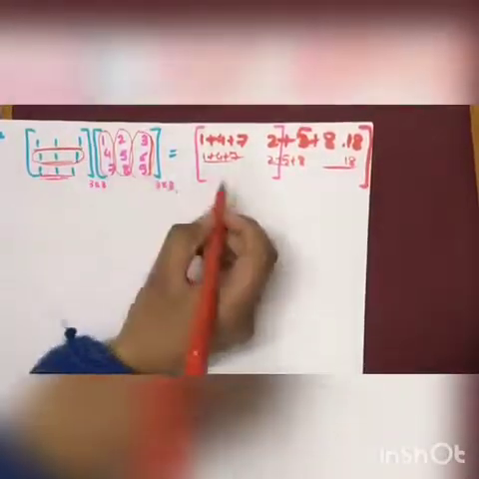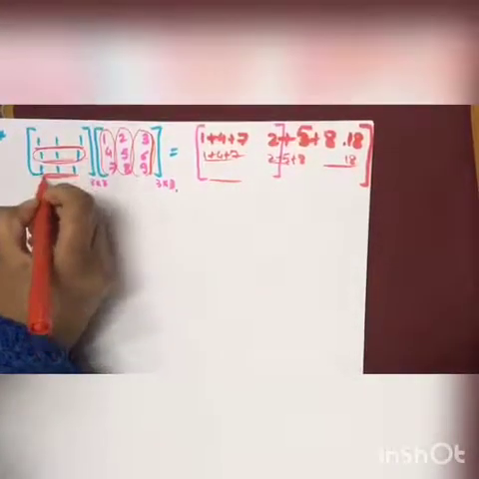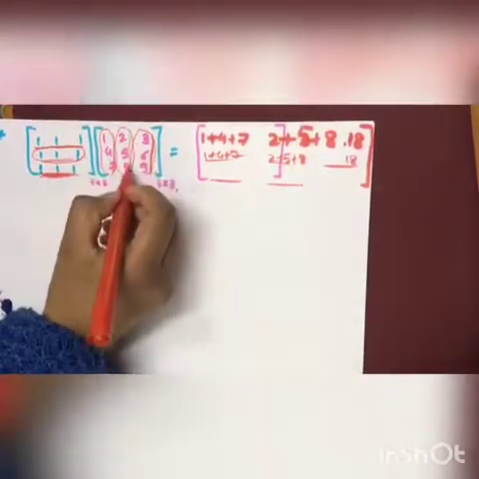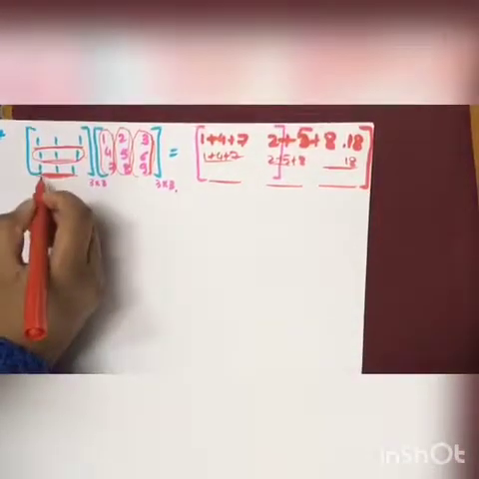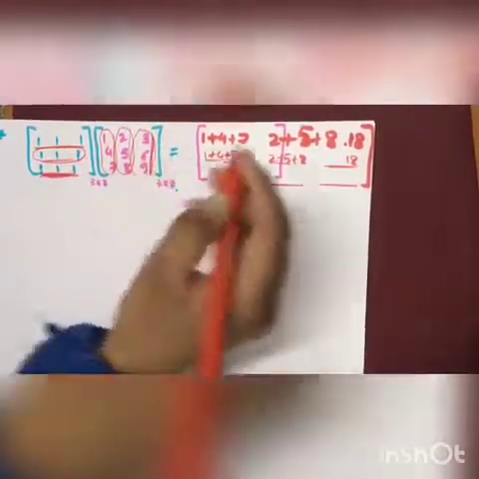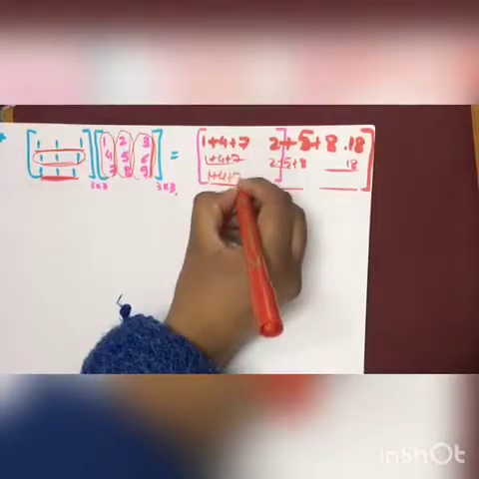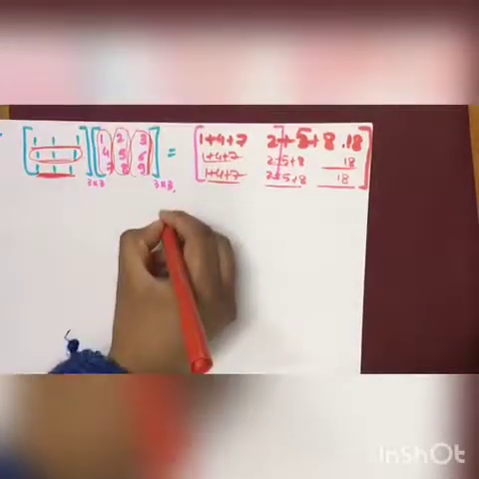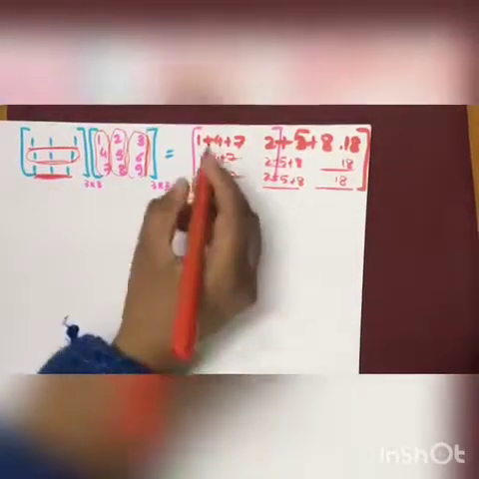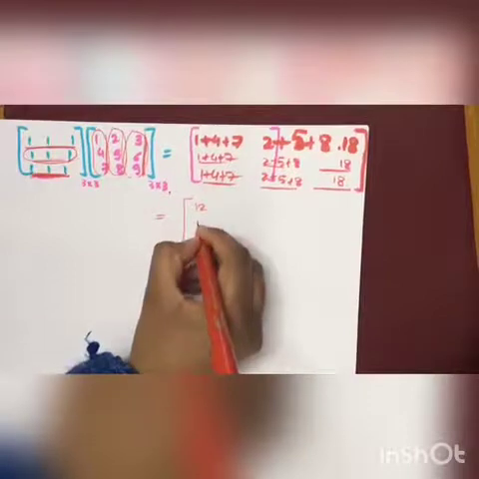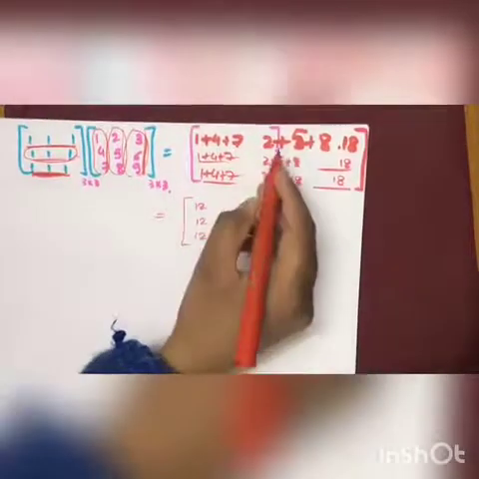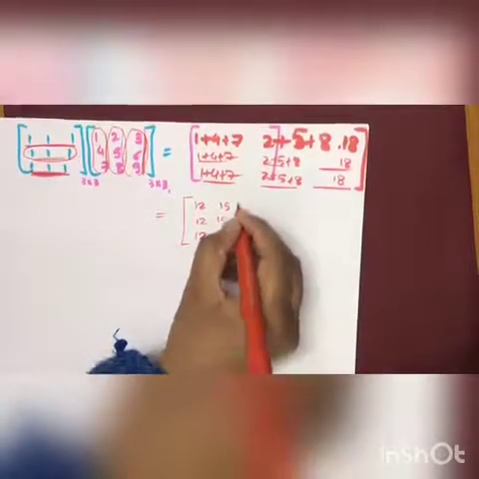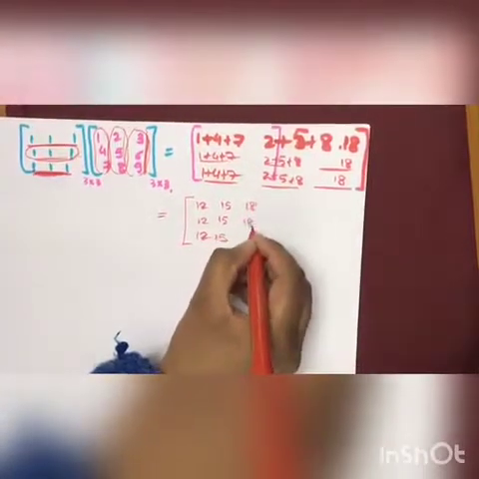Similarly over here, for this element, we're going to multiply this row with this column. For this element, we're going to multiply this row with this column. And for this element, we're going to multiply again this row with this column. So it will be 1 plus 4 plus 7, 2 plus 5 plus 8, and 18. So we'll get the resultant as 12, 12, 12, and 15, 15, 15, and 18, 18, 18.